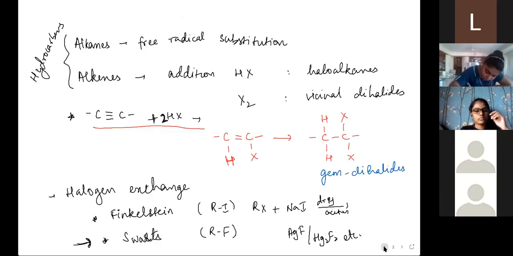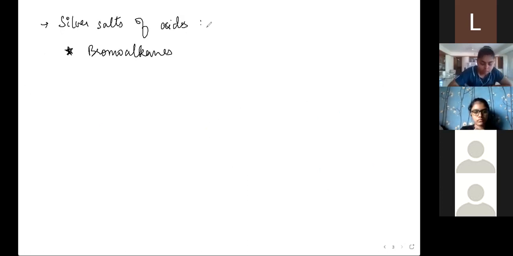All of the reactions I have categorized by their source. So that is the pattern. Okay. So silver salts of carboxylic acid, you primarily use to prepare bromoalkanes. This is also a named reaction. It is called the Borodin-Hunsdiecker reaction. I'll write it here. It's better.